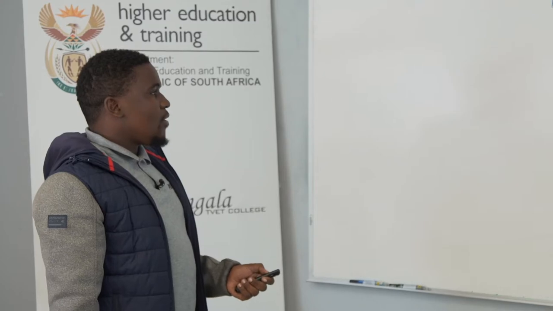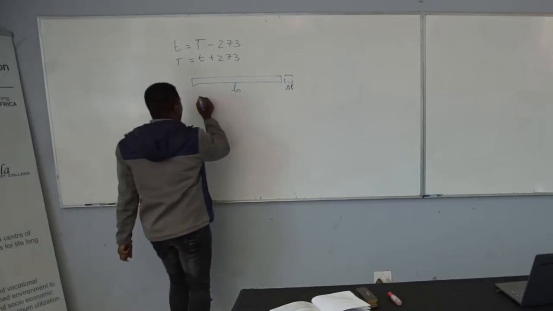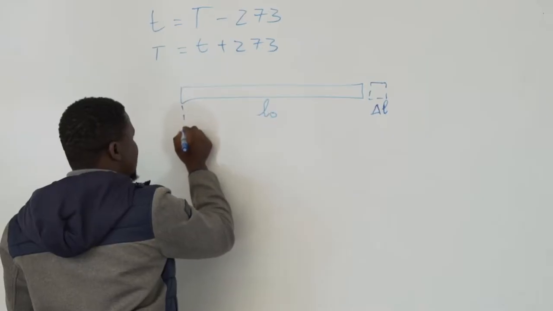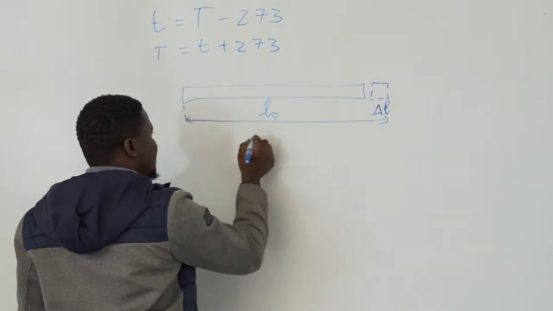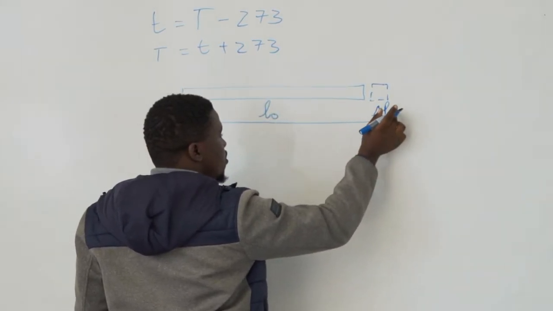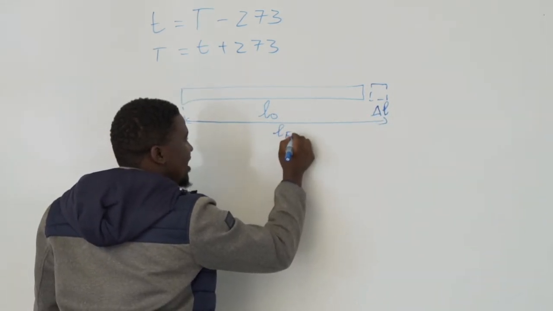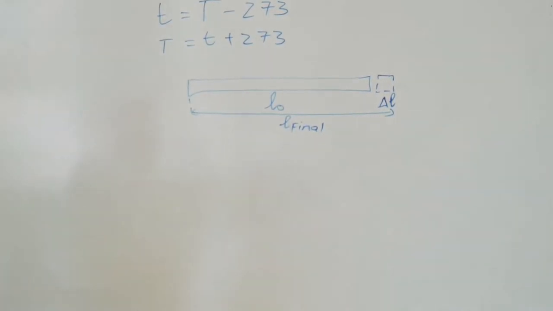Then, when the temperature rises, we can also find our final length. We add the original length L0 to the change in length, and we get L final. This L final is our total length after expansion.